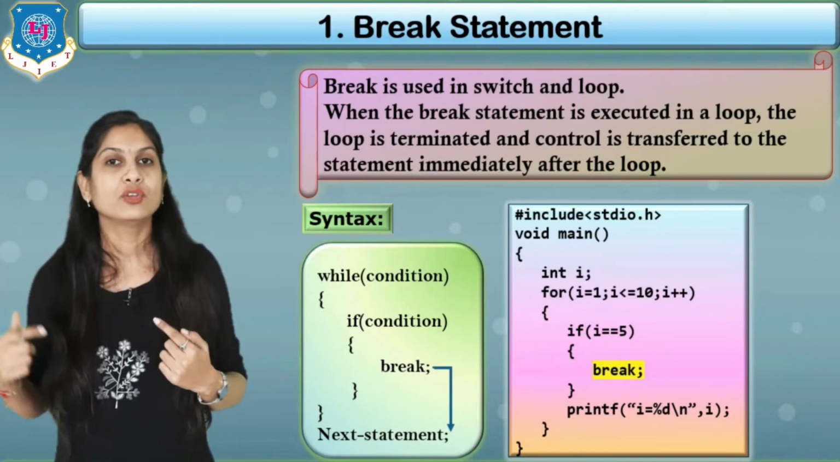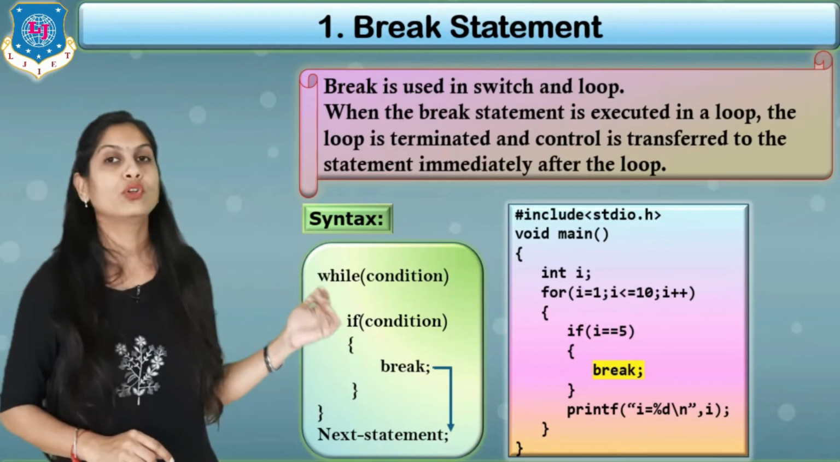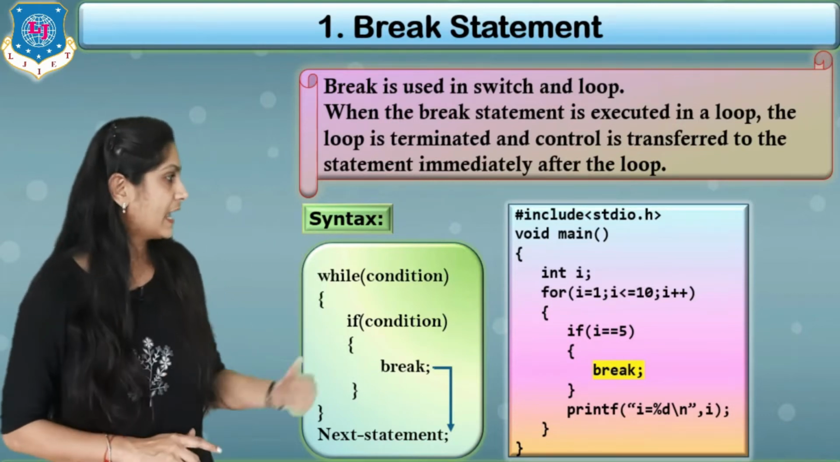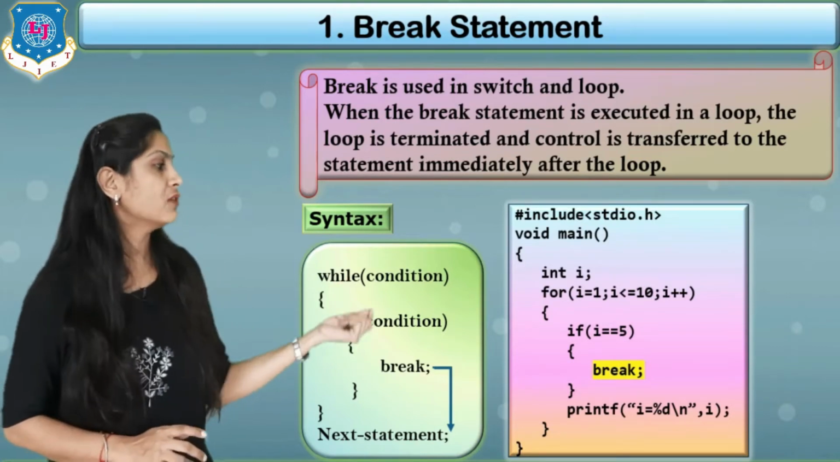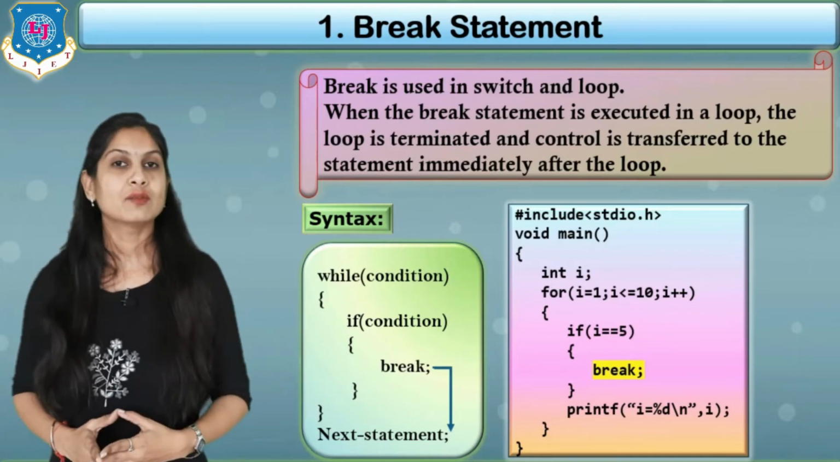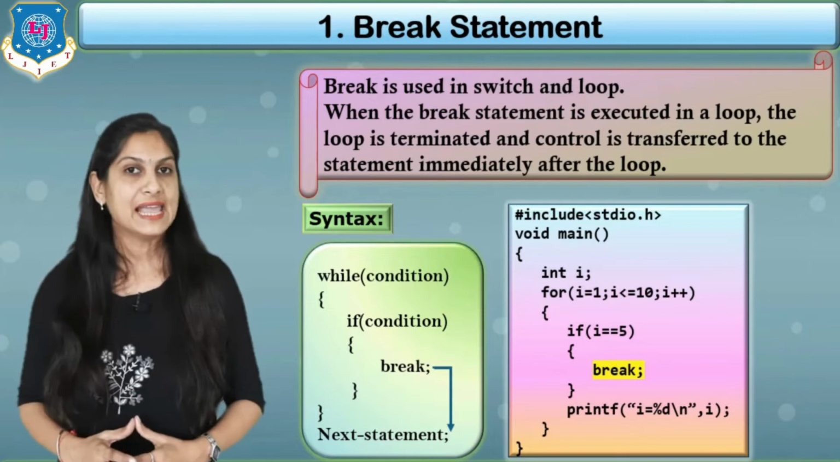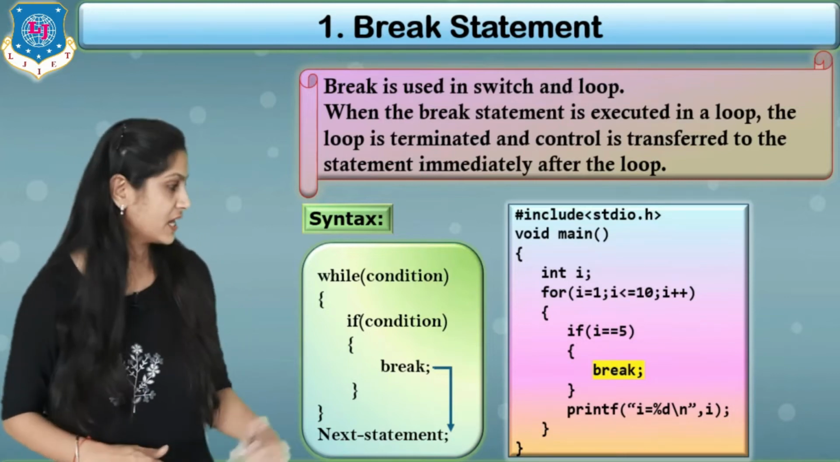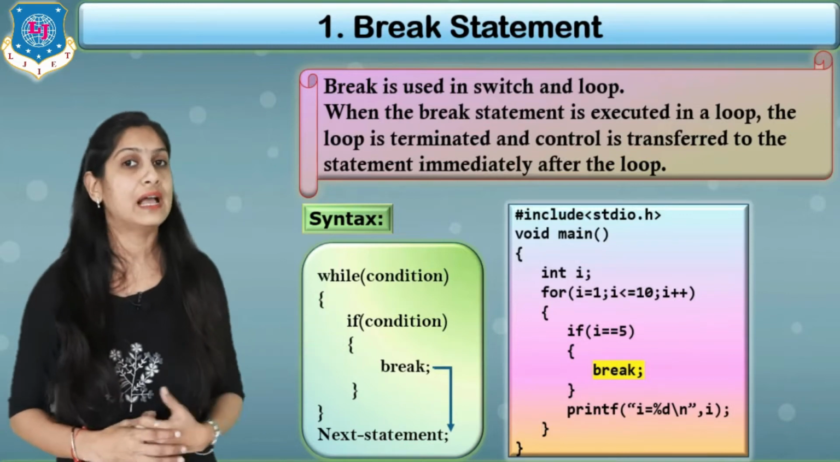The loop is executed how many times? Total 10 times. Inside this for loop we write the condition: if i == 5, and if it is true then we execute the break statement. Then after the if, the statement is printf("i = %d\n", i). Now how will this program execute?